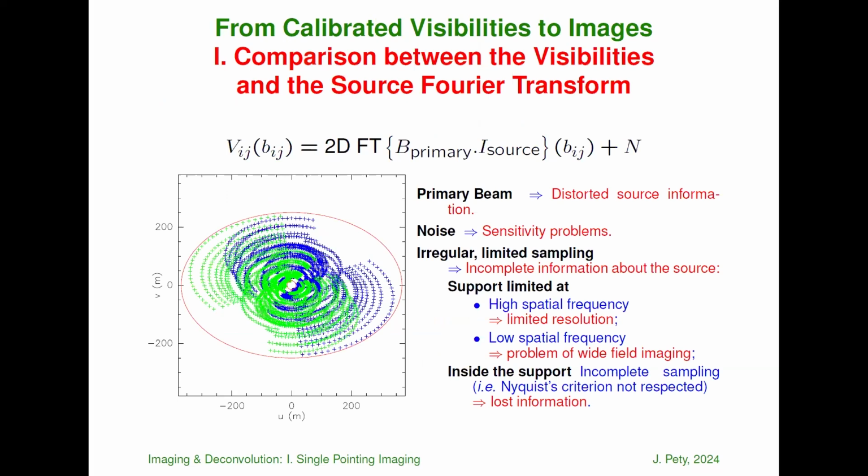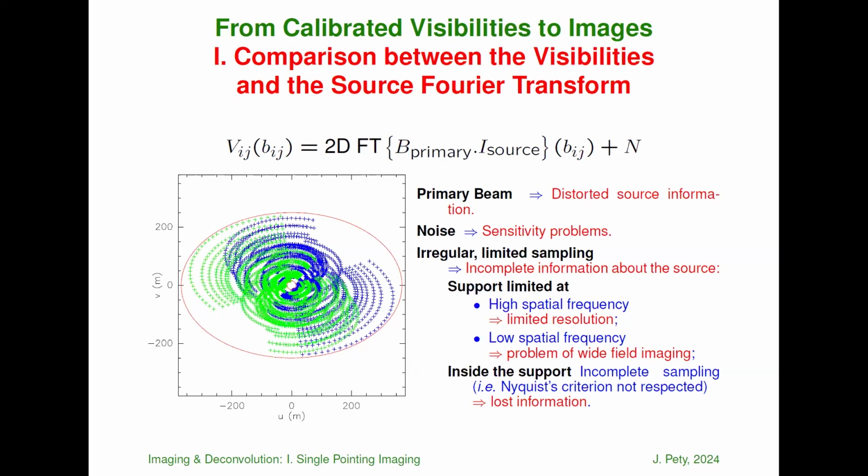Okay. So yesterday, Frédéric showed you that the measurement equation of an interferometer is this one. The visibility sample for a baseline (u,v) is equal to the 2D Fourier transform of the product of the primary beam times the intensity of the source sampled at (u,v), plus some noise. So what is the impact of this measurement equation on your data?